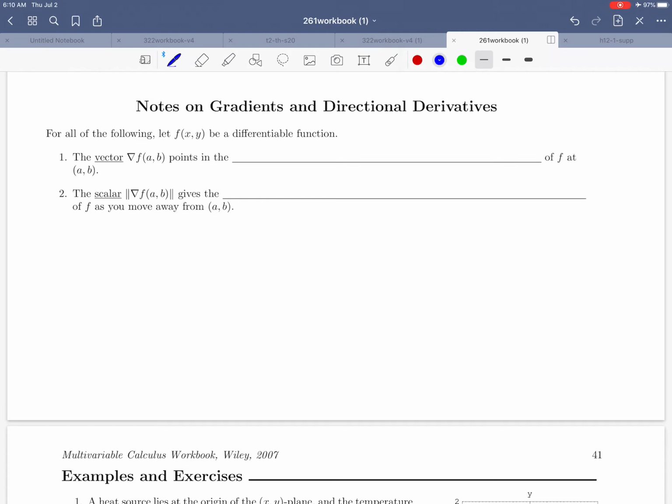Hi everybody, and welcome to the bottom of page 40. This is going to be a rather brief video where we just tie together some of the main properties of gradients and directional derivatives.